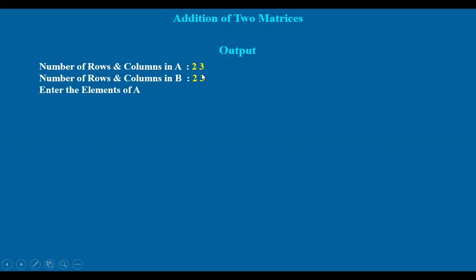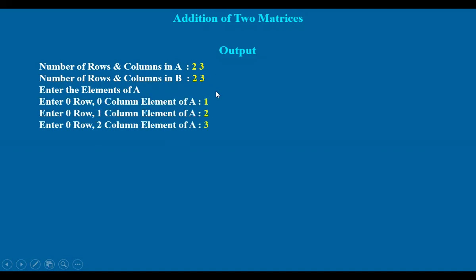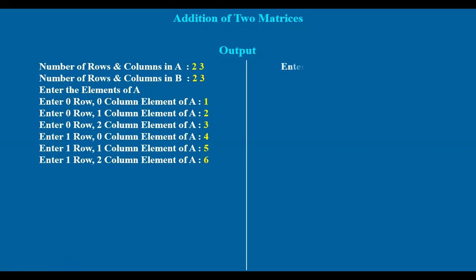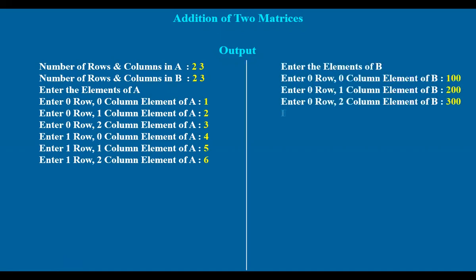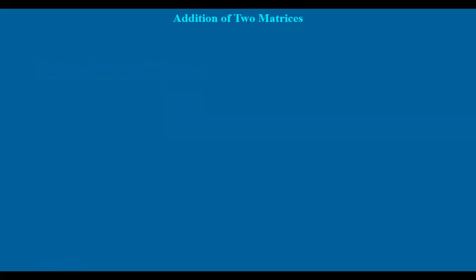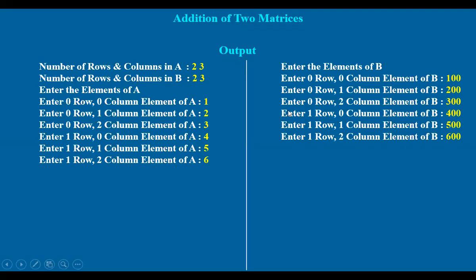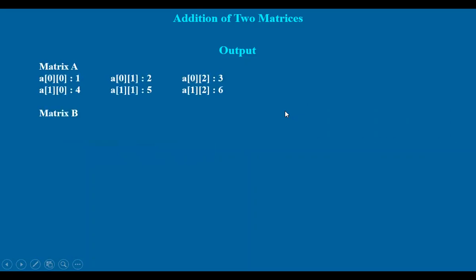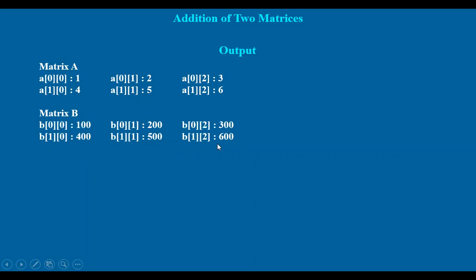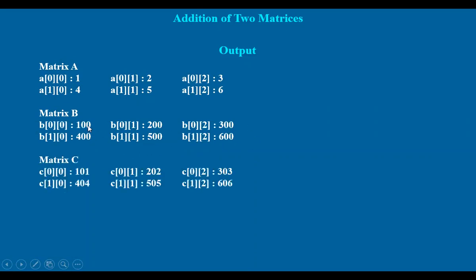Now, because this condition is satisfied, it goes in. And now it asks for the data. Enter the data here, 2 into 3, so 6 elements. So data elements are given. And coming to B, a different set of data is given here. And now all the data of A and B are given. Now it gives out the display of A, right? 1, 2, 3, 4, 5, 6. Display of B, 100, 200, 300, all this. Now the addition of these two: 100 plus 1, 101; 200 plus 2, 202; 300 plus 3, 303. Like this, the data is displayed.